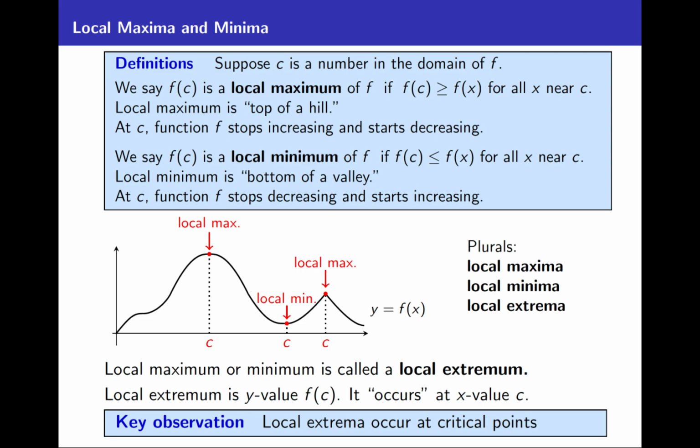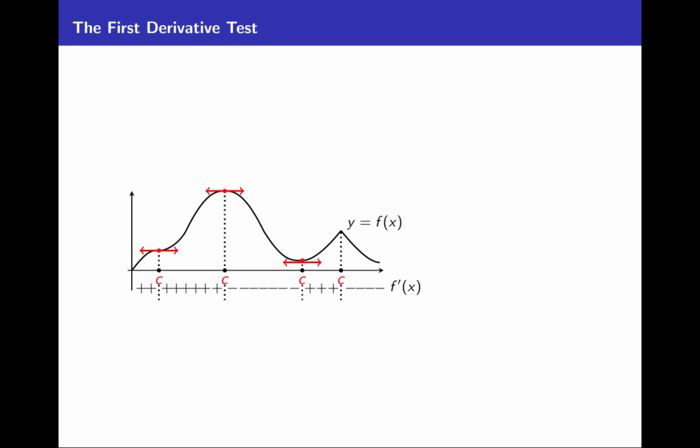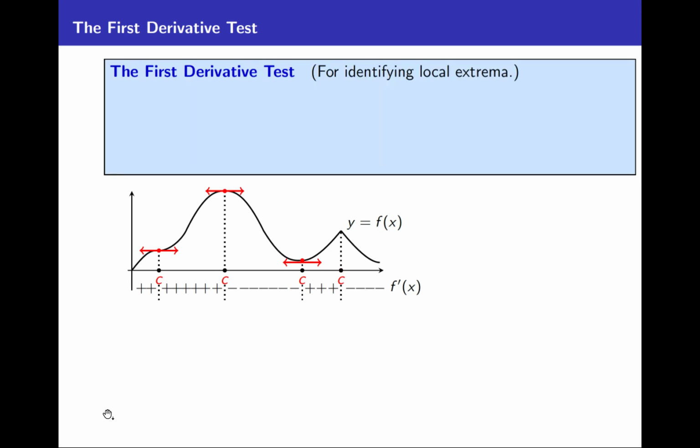So this is our big definition for today. We will be concerned with finding the local maxima and local minima of functions in today's lecture. And to do that, there is a technique called the first derivative test that locates all the local extrema of a function. It's kind of stating the obvious when you write it down, and it's very easy to understand. Here's the first derivative test, and its purpose is to identify local extrema.